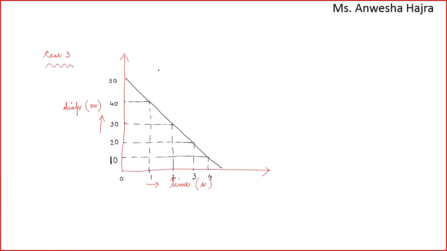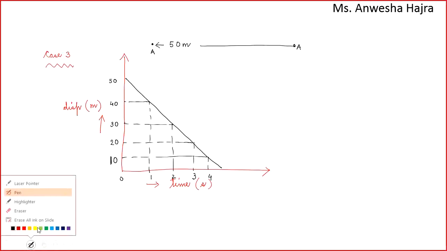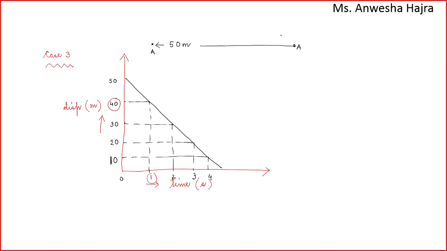Now, here if you visualize, this is particle A. At 0 seconds, the displacement of particle A was 50 meters. Particle A was here. At 1 second, its displacement is 40. That means particle A is coming back. It is somewhere here. Now the displacement is 40.